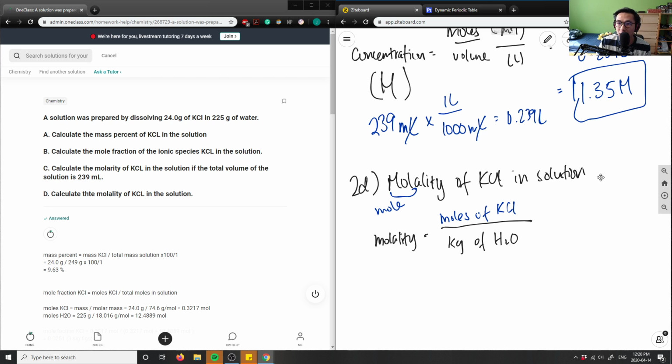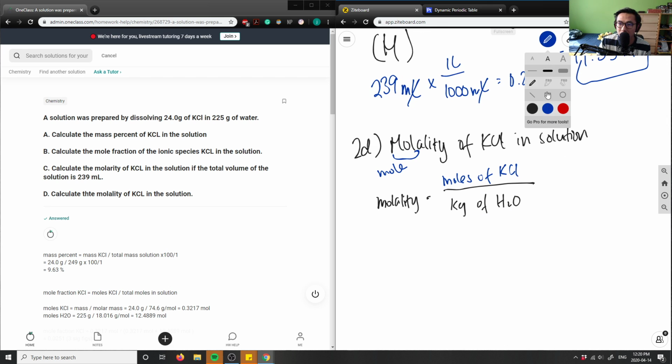In order for us to solve that, we already have all these components. We have our moles of KCl, which we've already used. This is 0.3219 mole KCl. And we're dividing it simply by the mass in kilograms of our solvent. We have 225 grams of water, and we have to convert that to kilograms.